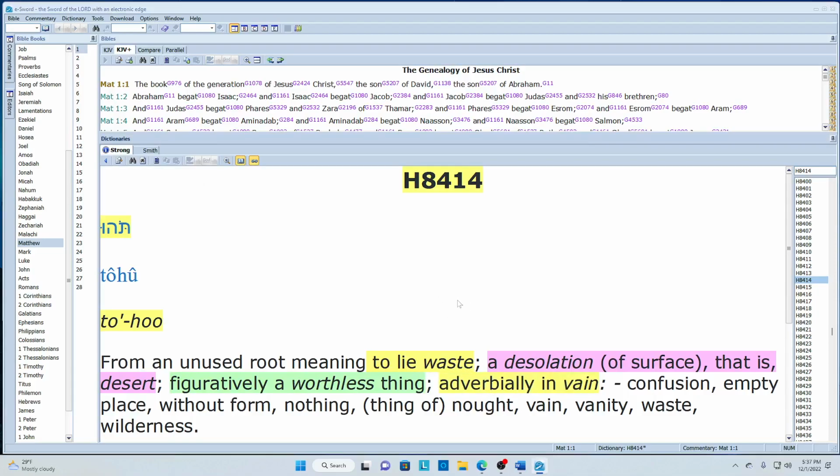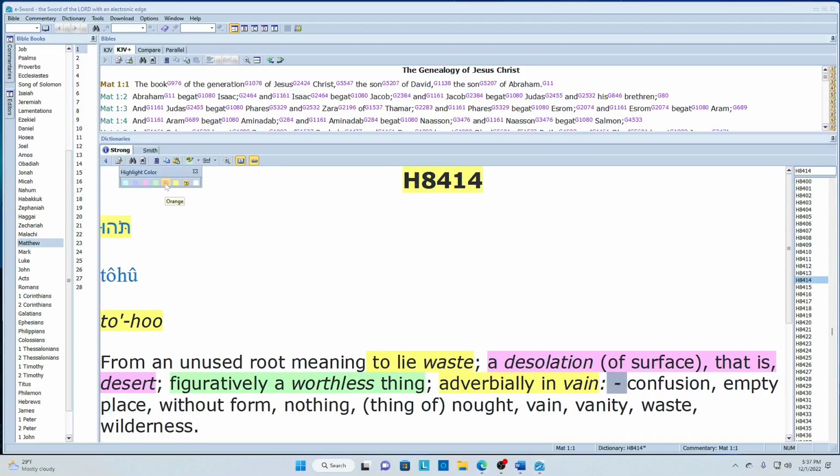So the earth, in the beginning, the earth was to lie waste, a desolation of surface, that is, a desert. The earth was a worthless thing. Okay, worthless thing. And the earth was also in vain. Wow. Well, let's see some of the synonyms for all this.